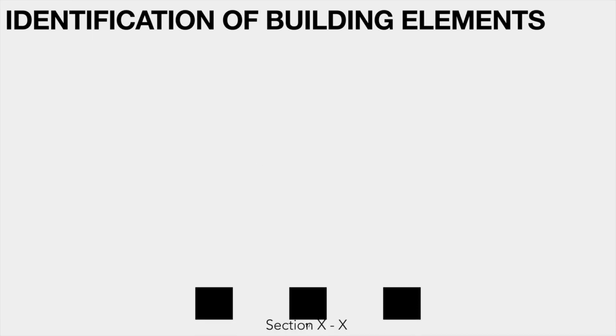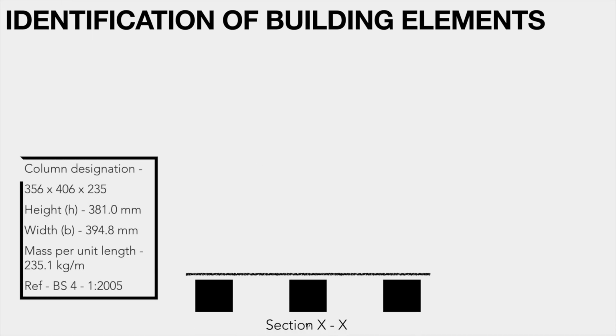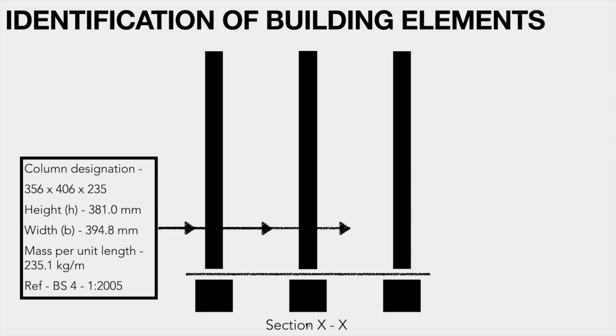The shown image is the cross-section view of the building. Also the identification and the basic parameters of those steel elements are shown in the illustration.